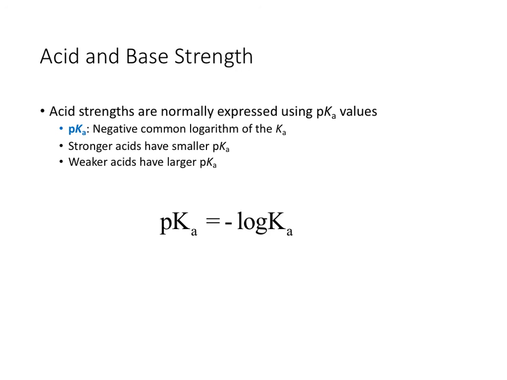Now we often use what are called pKa values because they're easier to work with than the Ka values, and they are just the negative log of the Ka. I'll show you a table of pKa values. Stronger acids have smaller pKa values. Weaker acids have larger pKa values.